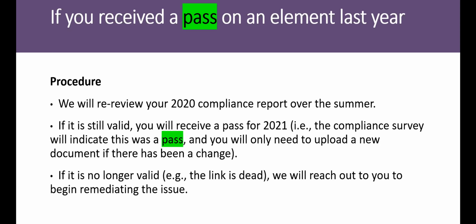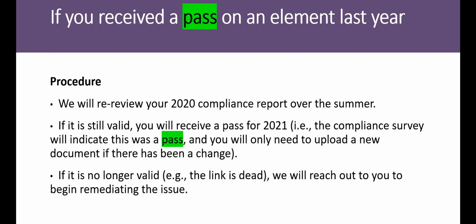So we actually plan to start this over the summer, particularly for those of you who got passes last year. We're just going to go through and see, is what we signed you off on last year still there? If you received a pass, is the link still there? Because so much in our state law requires there to be a valid URL. And if there's something that is off, then we'll reach out to you and let you know, hey, maybe you redid your website, we can't find this anymore.